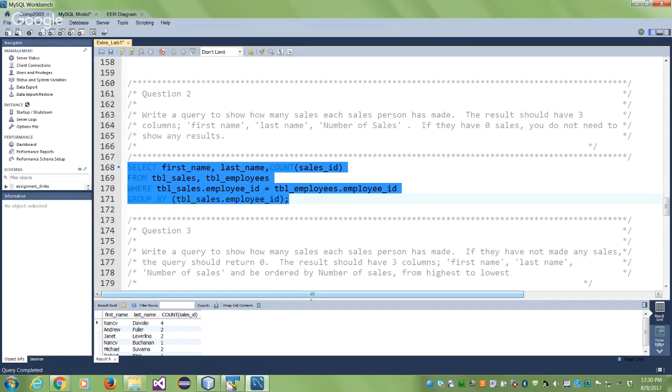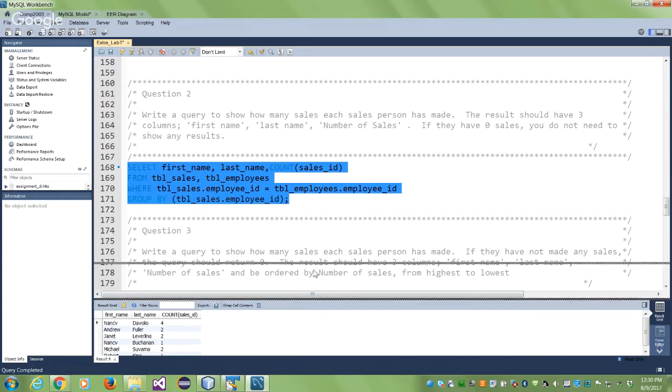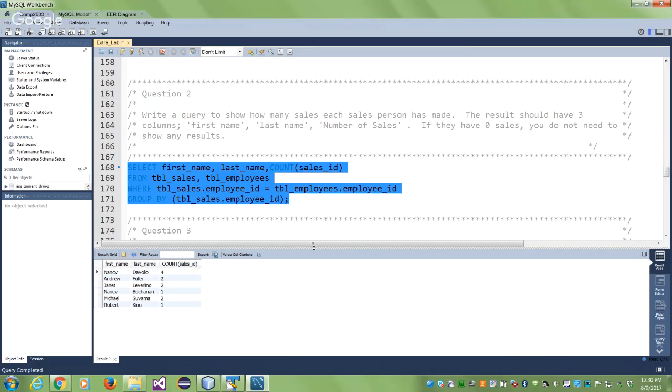And this is what I have. Oh, notice something that I missed. Alias names. It says count sales ID. It's an alias name. So it says this person has made 4 sales, 2 sales, 2 sales, 1 and 2.